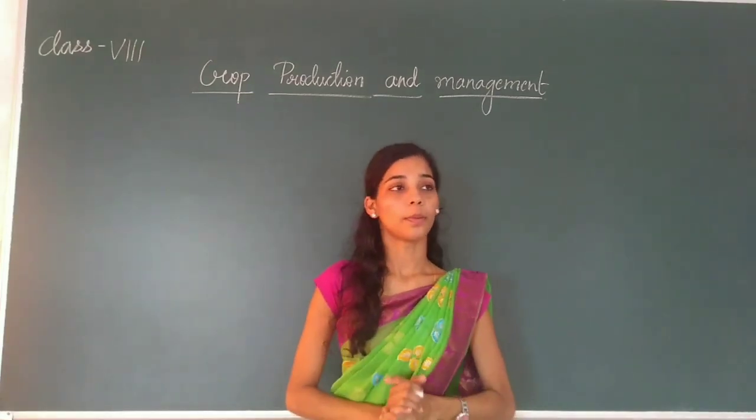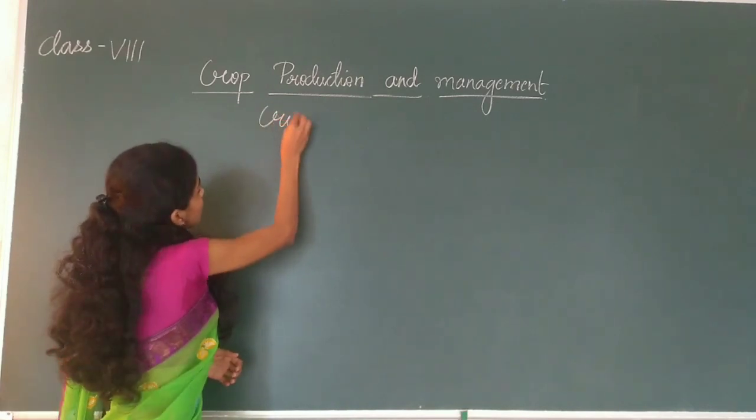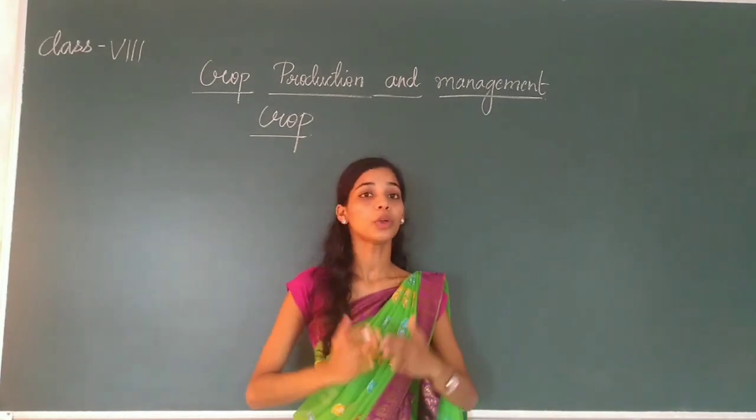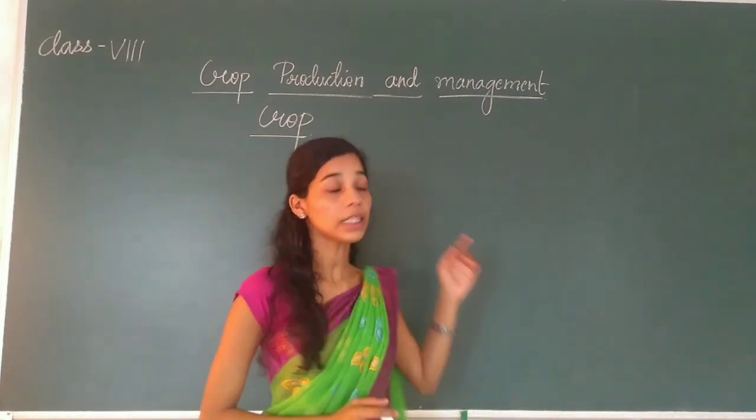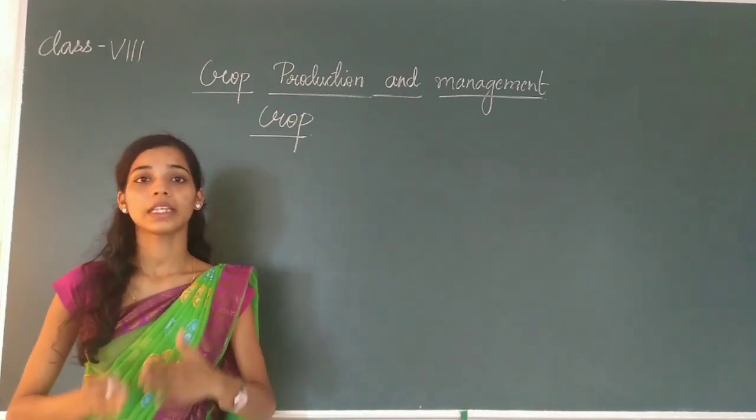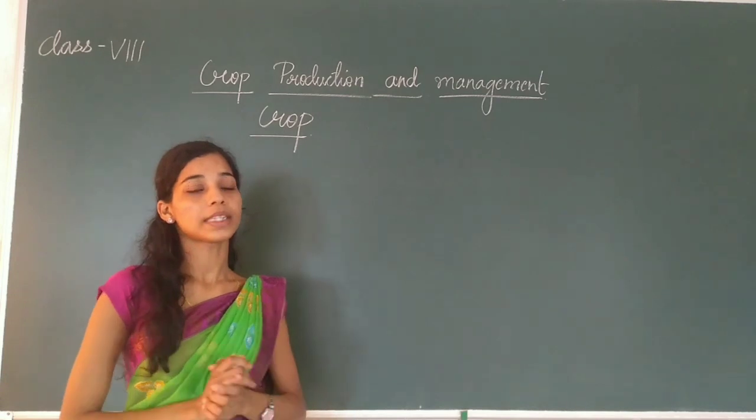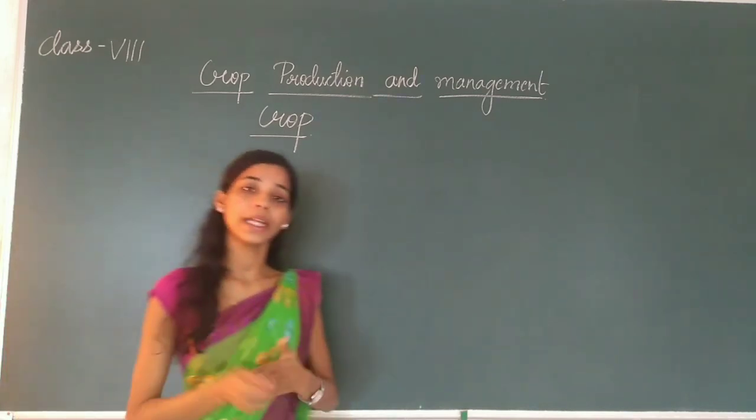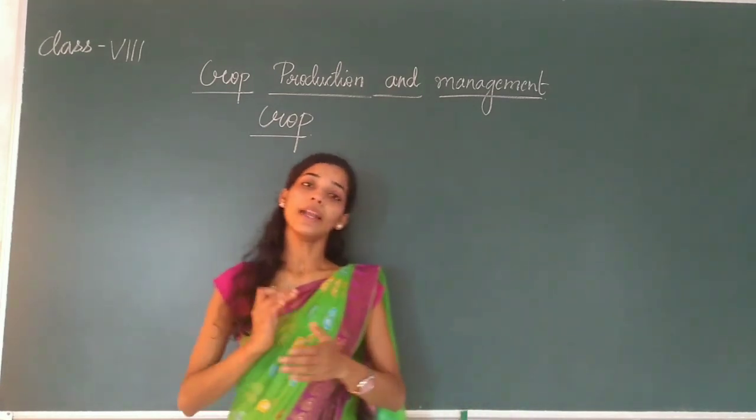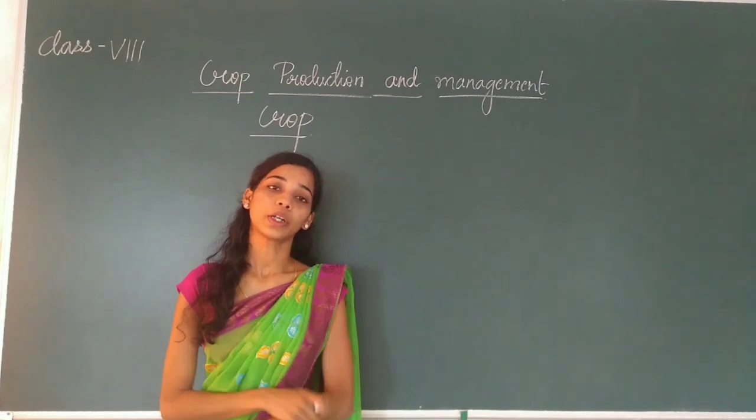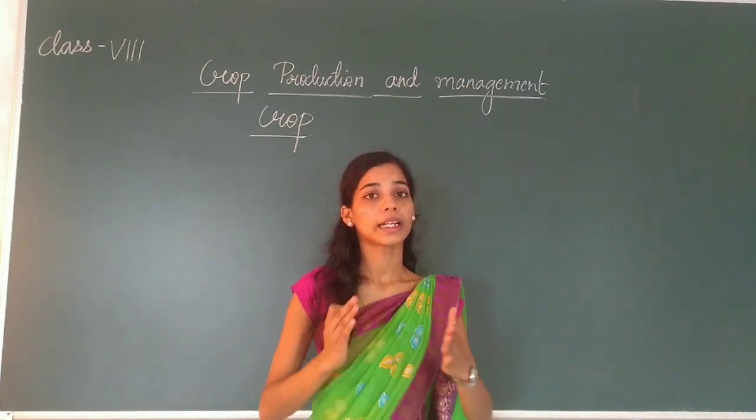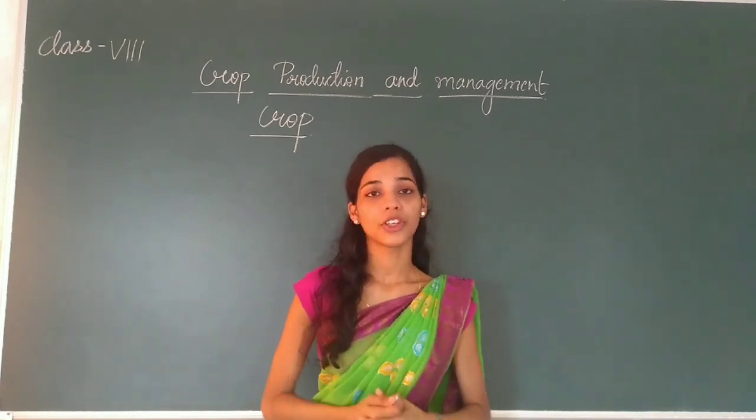Now, what is a crop? A crop is the same kind of plant grown in large numbers in a large field. We call it a crop. Suppose we take the example of a paddy crop: it means a large number of paddy plants are grown in a large field. We also know there are different types of crops, like cereals, fruits and vegetables, and these crops are classified based on the season in which they grow.